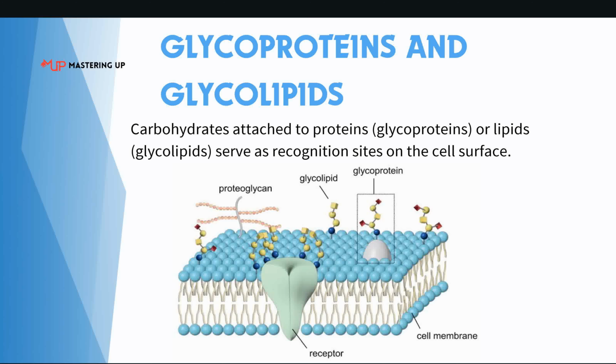These glycoproteins and glycolipids also help in self-recognition. That is, usually immune cells respond to non-self molecules. And how would they recognize if the cell is self or non-self? It is through these structures, that is glycoproteins.